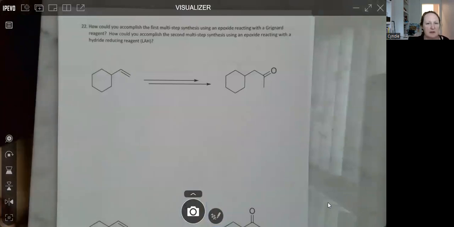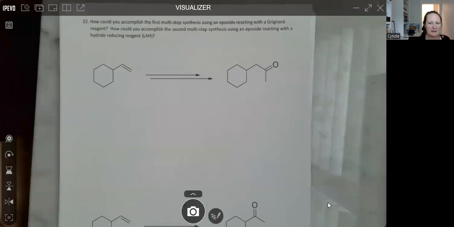How could you accomplish the first multi-step synthesis using an epoxide reacting with a Grignard reagent? How could you accomplish the second multi-step synthesis using an epoxide reacting with a hydride reducing agent, such as LAH? Okay, so we want to use a Grignard in the first case, and we want to use LAH as a reagent in the second synthesis.